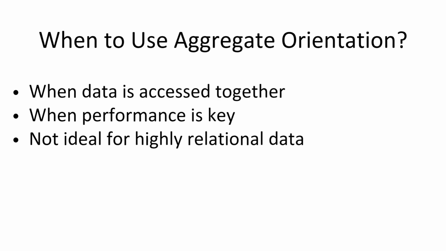Aggregate orientation is best used when all data in the aggregate is typically accessed together, like order and order items. It's efficient for transactional systems but may not suit data with complex relationships.